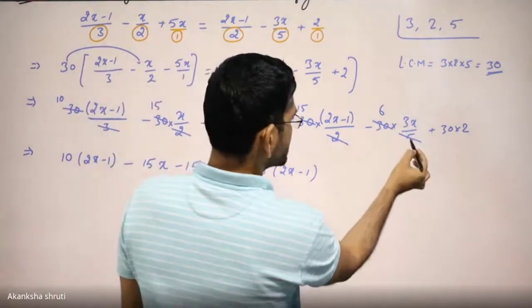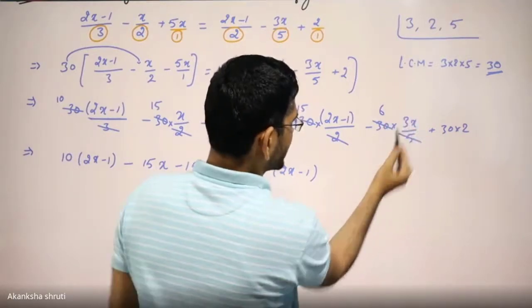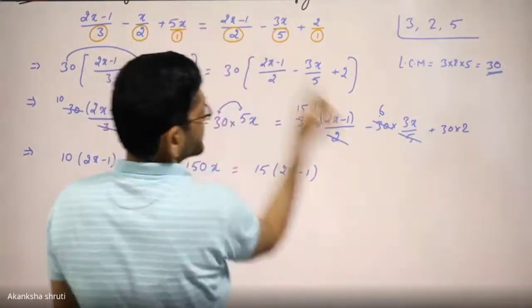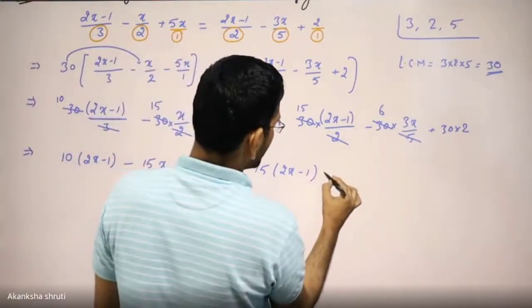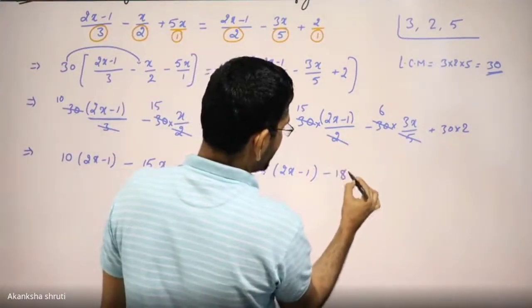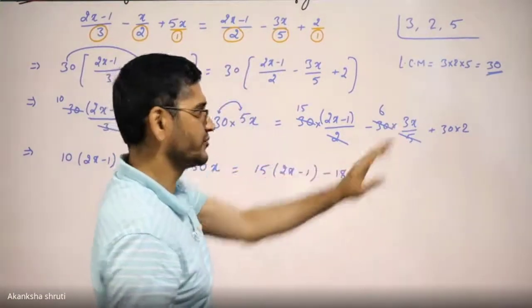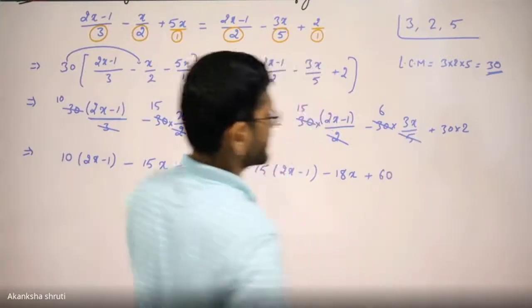Then this 5 is cancelled, but 6 is there. 6 will multiply to this 3. This 6 will multiply to this number 3, so it becomes 18. So be careful. When 6 is multiplied to this 3, it is minus 18, and x has to be kept as it is. Denominator has turned into 1. We can leave it. Plus, it is our 60.